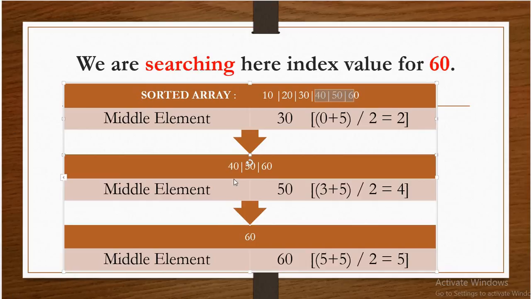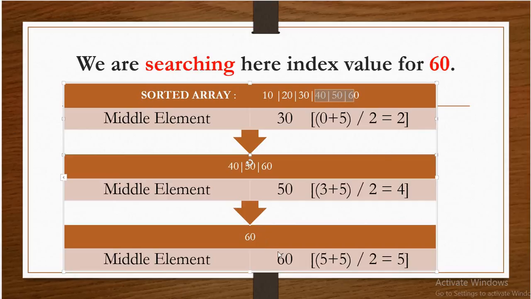Now our new list will be 4, 50, 60, and we will again find its middle element by its first index, that is 3rd, and the last index is now 5th, and we will divide by 2. Now its middle element's value is 50. Now no need to check in its lower elements.